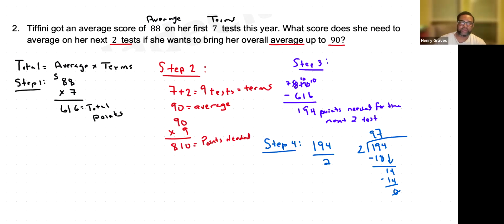So she's going to need to score 97 to get her average up to a 90. Because her average right now is an 88. So if she gets those two extra points, she's going to have to score 97% on her next two tests. Which is hard, but it's not impossible to do if you study hard and just have no life, right?